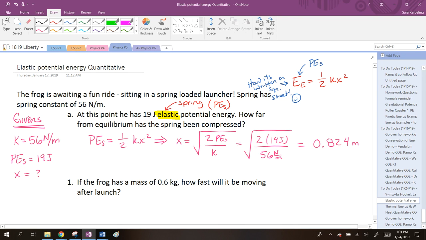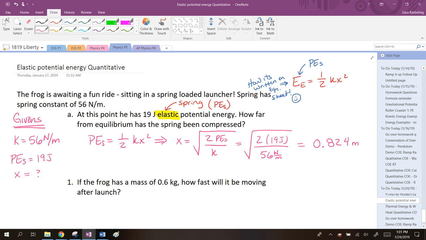Is that big or little? Talking about a spring launcher for a frog. Think about that. This looks like a little number, right? It's not even 1. But it's not even 1 what? Meter. That means, guys, here's my frog. If he starts here, he's going to be pushed back this far. Are you with me? Okay? It's a pretty big launcher.